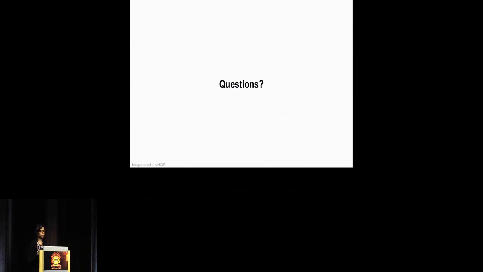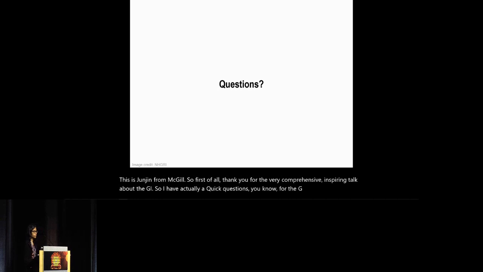This is Jundin from McGill. First of all, thank you for the very comprehensive, inspiring talk about the GRN. I have a quick question. For GRN inference, often, as you showed in your talk, a significant portion of the top performing methods are correlation based, right? But often we need GRNs for interventions. Say I knock out a TF, how does that influence downstream gene expression? So to some extent, we're more interested in the causal ones, right?